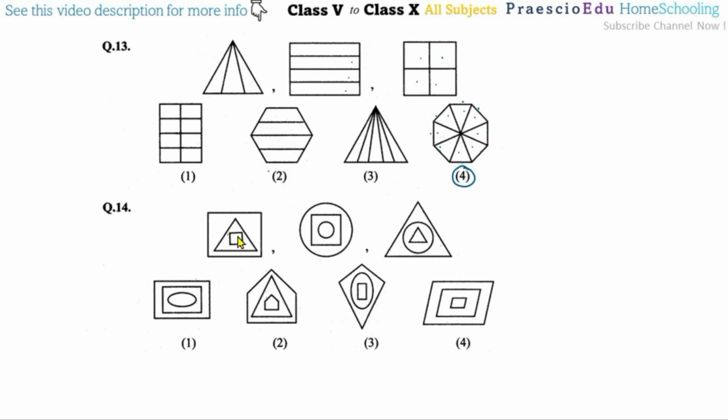Then question number 14. The inside and outside shapes are the same, and the inner one in between these two shapes, the middle one, is a different shape. Here the outer circle and the inner circle, and the middle one is a different shape. Here also a triangle at the center and a triangle at the outer, and the middle one is different. So to match this, option number 2: here a pentagon inside, the outer also a pentagon, and in between these two, the middle triangle is a different shape. So option number 2 is perfectly matching with this one.